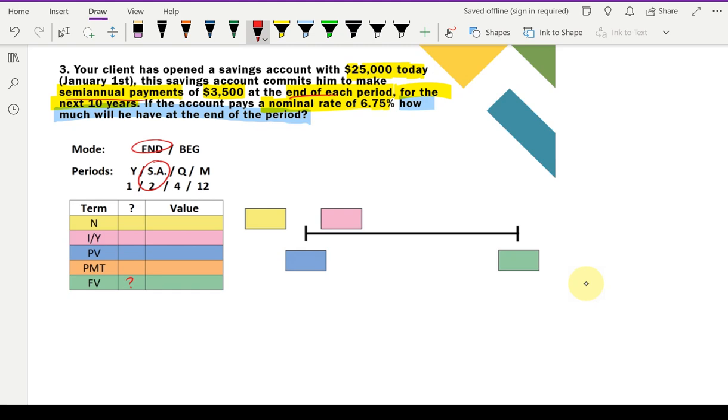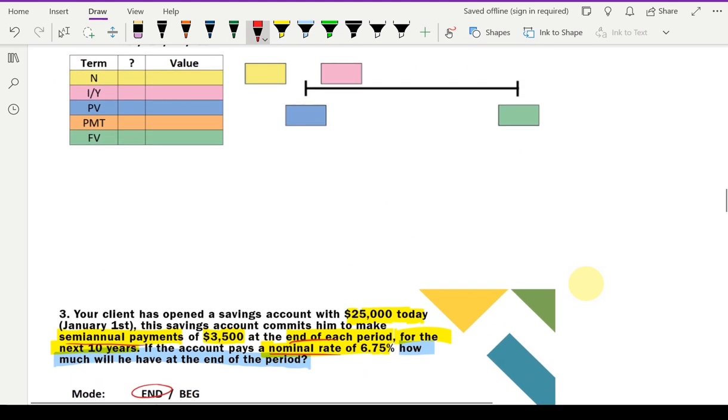So let's go through this problem and find the terms. So N, how many years? So we have 10 years, but we're going to multiply that by 2. So 2 semi-annual payments. So that's going to give us 20. The nominal rate, right, the yearly rate is 6.75. We're going to divide that by 2, right? That's going to give us the rate by period.